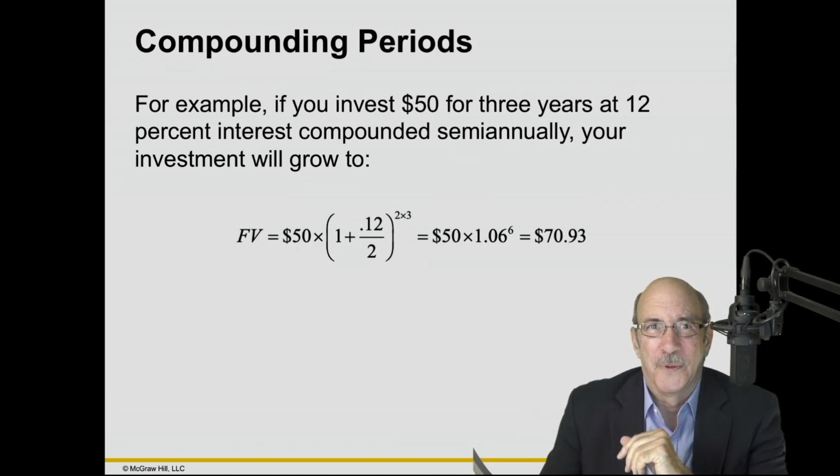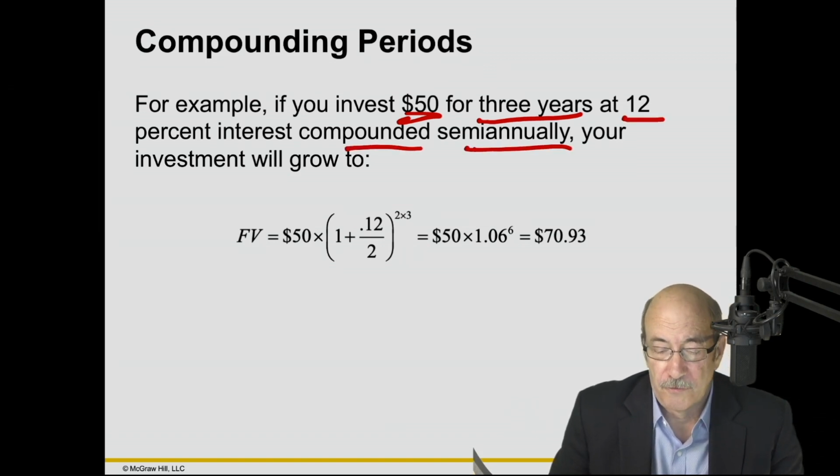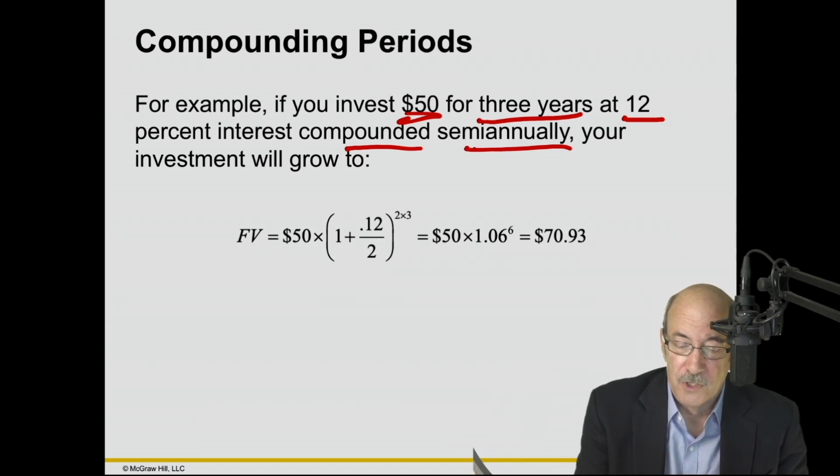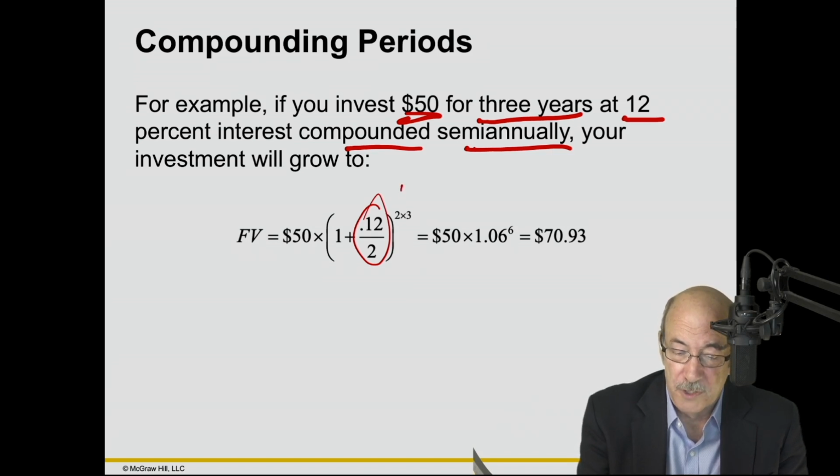Let's work an example. That always proves the point. Let's say we invest $50 for 3 years at 12% compounded semi-annually, every 6 months. We're going to divide the R by 2. So on a semi-annual basis, 12% per annum is 6% per semi-annual period. Then we're going to multiply the 3 years by 2. So it's 6 periods, right?